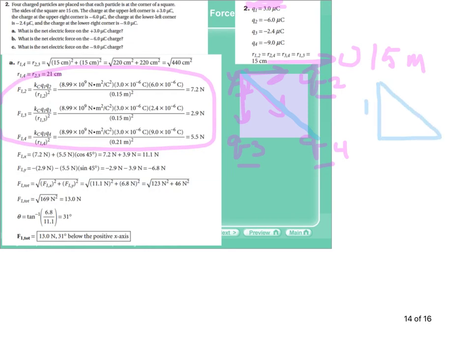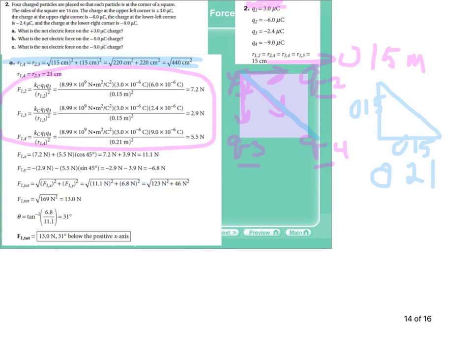This is 0.15. This is 0.15. They left them in terms of 15, and we got 21 centimeters. So we're going to get 0.21 when we calculate it. So again, make sure you're doing the calculations. Follow along. Write down stuff that's going to help you understand it.